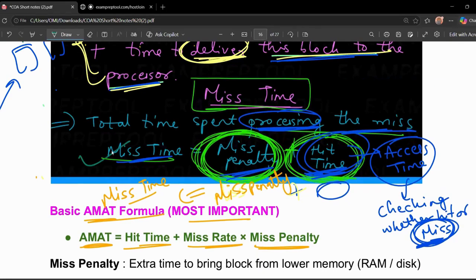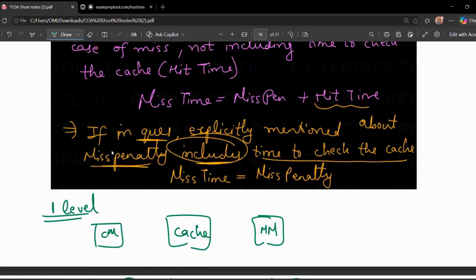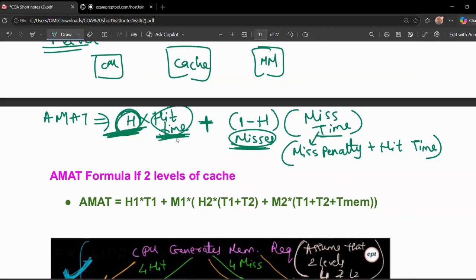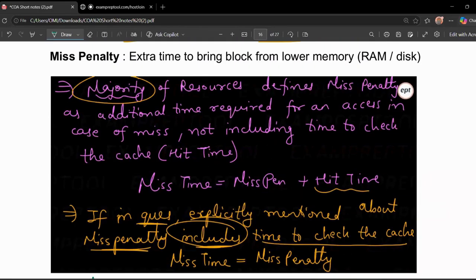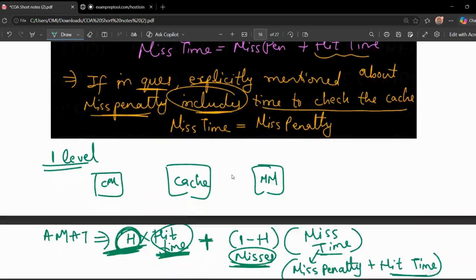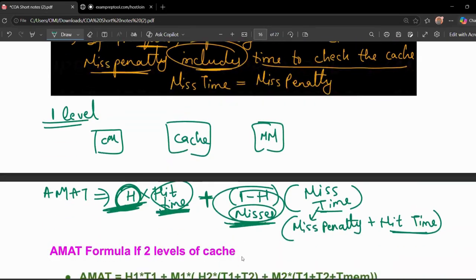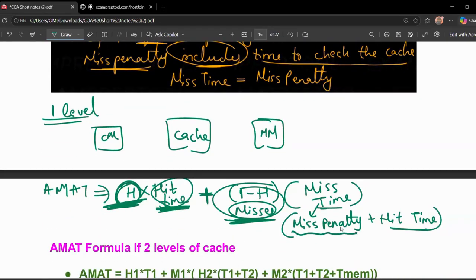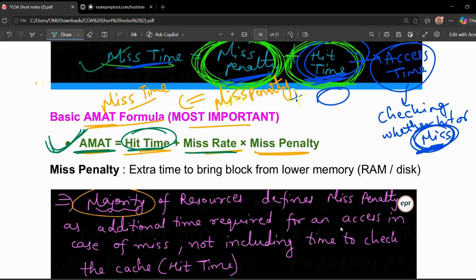Now, what can I do? Can I take hit time common, because hit time is present in both the terms? If you take hit time common, now look at this formula. Average memory access time will be hit time, which is common, plus miss rate, that is 1 minus h, into what is left, miss penalty. So that's only written. This is the basic formula.